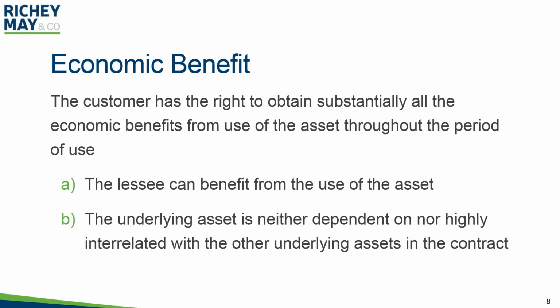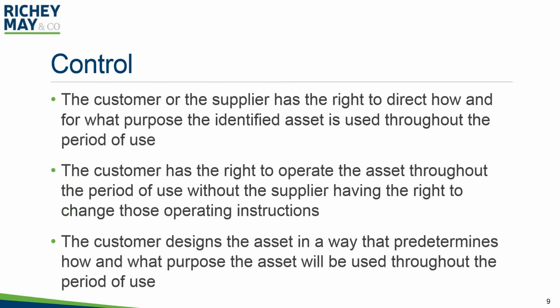So control is easily defined. You're controlling the use of your property. You're controlling the use of the copier. The customer or the supplier has the right to direct how and for what purpose the asset is being used. You have the right to operate it without having to get approval from the supplier. And then the customer designs the asset in a way that predetermines how and what purpose the asset will be used throughout the period of use.